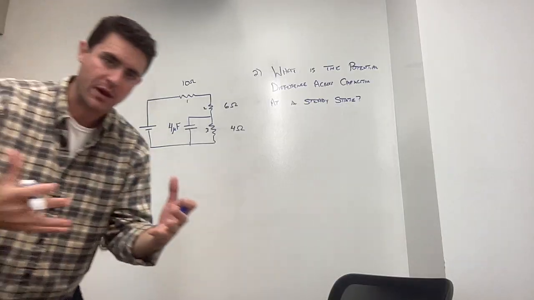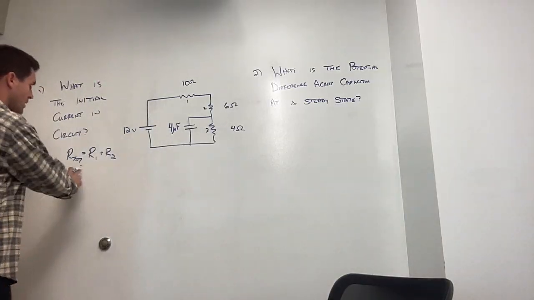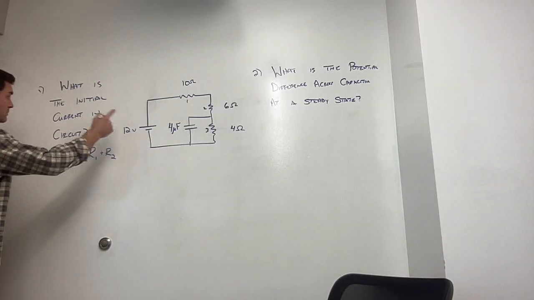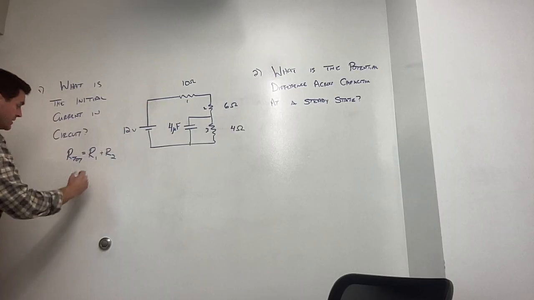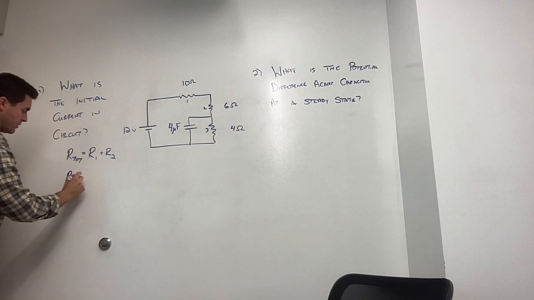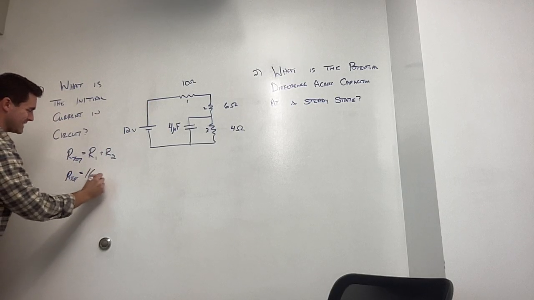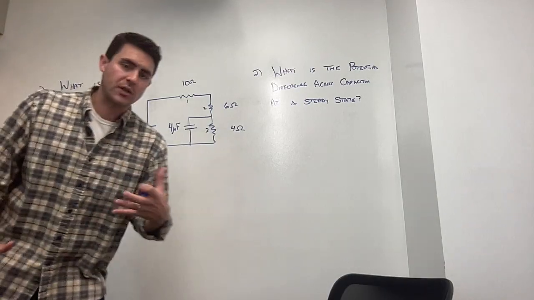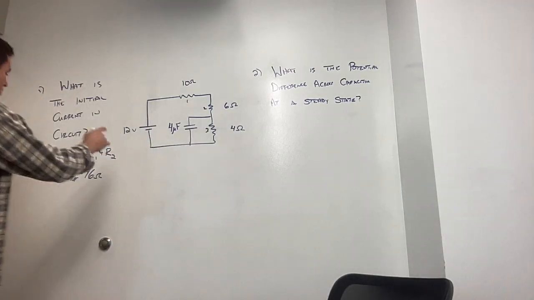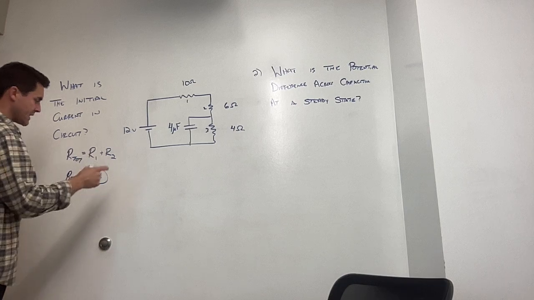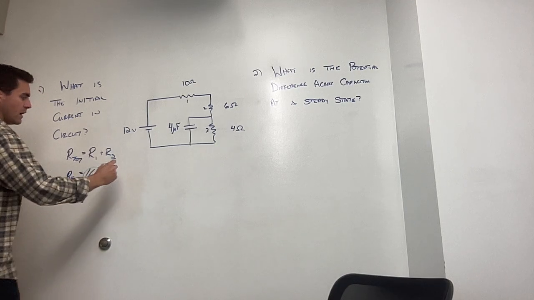Now again, as the capacitor charges, the charges go the other way. So our total is just R1 plus R2. So the total resistance here is going to be 16. The total or equivalent resistance here is 16 ohms. Now that's not my answer. My question is, what's the total current? So in this loop, I've got 16 ohms is my resistance.